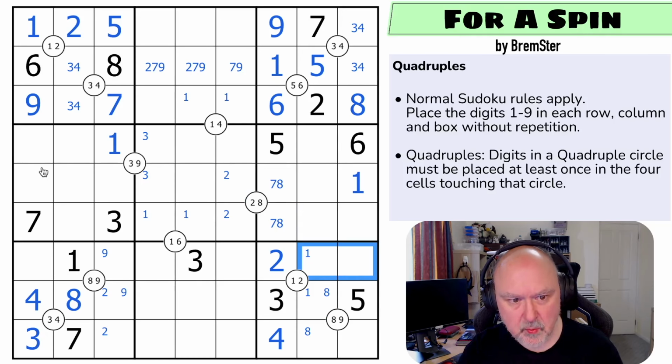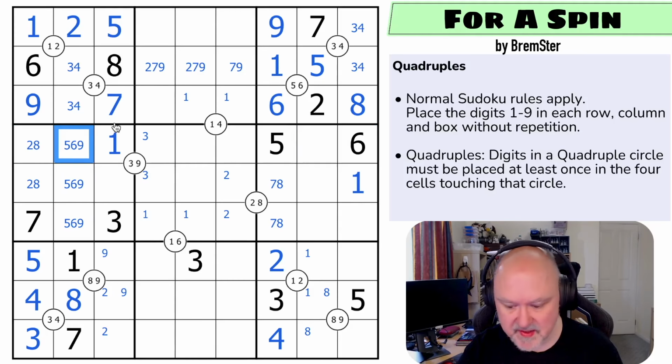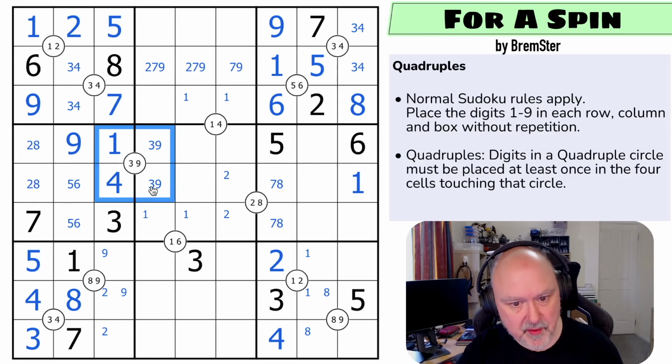Now, what these 3 digits are, because I've got 1, 2, 3, 4, 5, 6, I've got 7, 8, 9. So these are 5, 6, and 9. And the 5, 6 looks across, making that the 9. And I can take the 9 out of those. So 1, 2, 3. This is the 4 that's not in the box. And this now must be 3 and 9 to have both 3 and 9 around this quadruple. And the 9 makes that the 3 and that the 9.